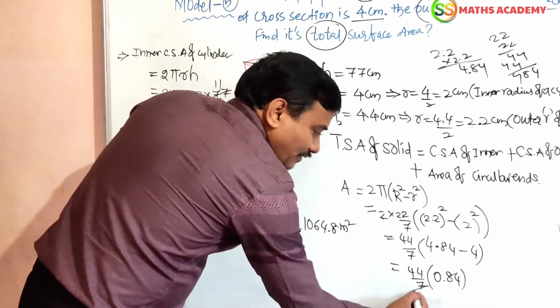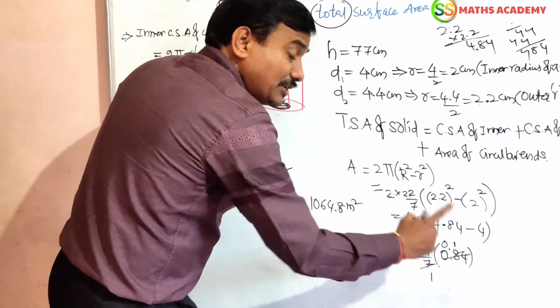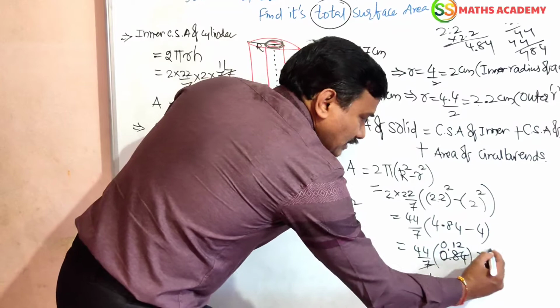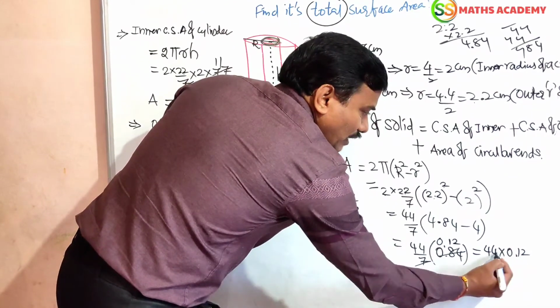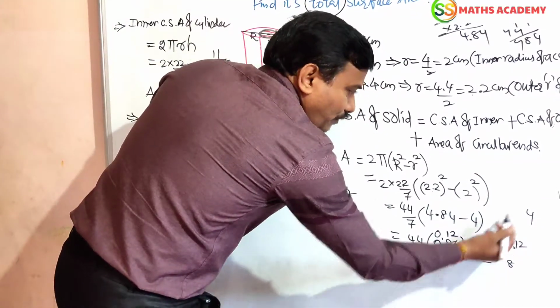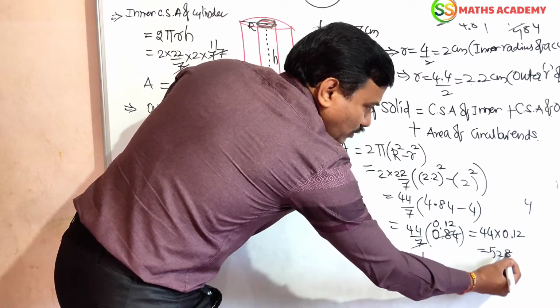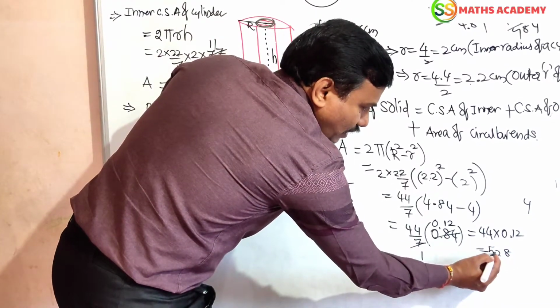7 ones are 7, 7 ones are 7, 1 remainder, the nearest number is 14, 7 twos are 14. Now 44 into 0.12. 12 fours are 48, 12 fours are 48 plus 4, 52. Put the point: two numbers after the decimal, so we get 5.28.